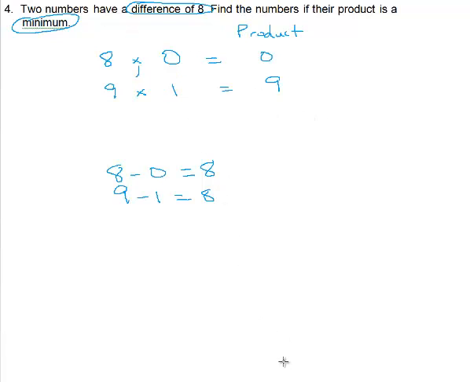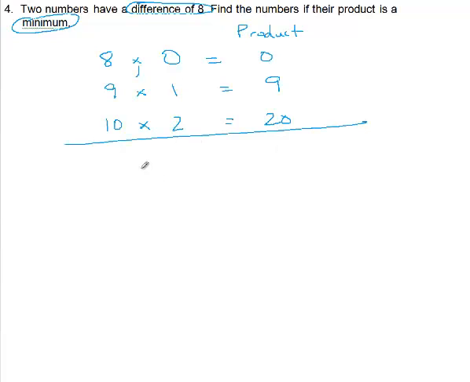Now, if I keep going up with the numbers, the next one would be 10 and 2. They differ by 8. If I multiply them to get their product, that would be 20. Look, our numbers are getting larger. So this is not going anywhere to solve our problem, is it?